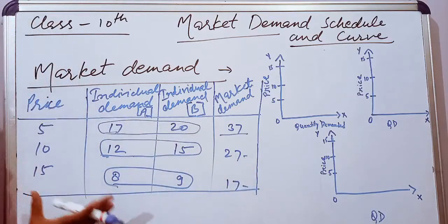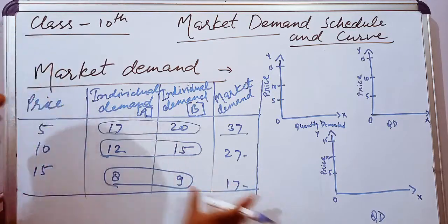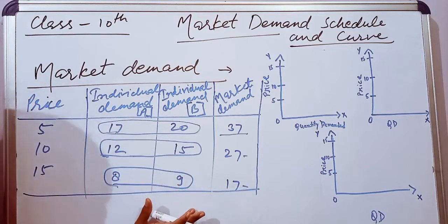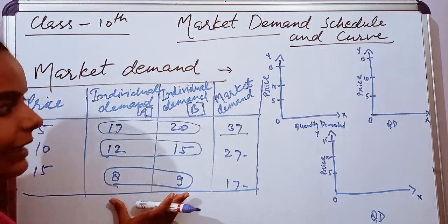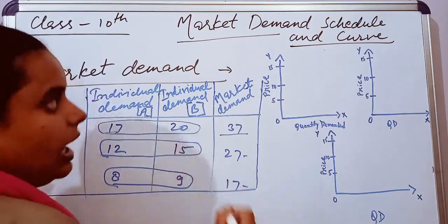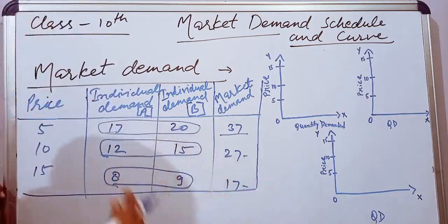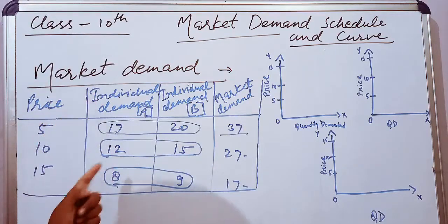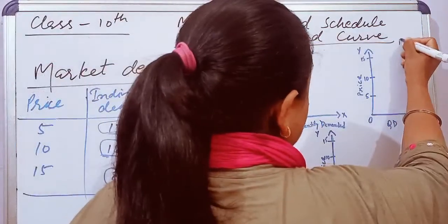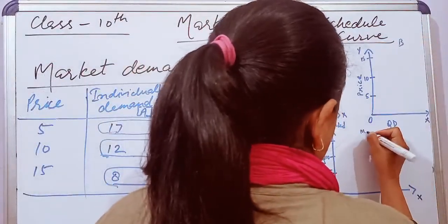Now see, this is the individual schedule. How did we get the market one? By adding individual A and individual B together, we got the market demand. Now we have to draw the curves. First we will draw the curve of A. This is the curve of A, this is B, and this one is the market one.